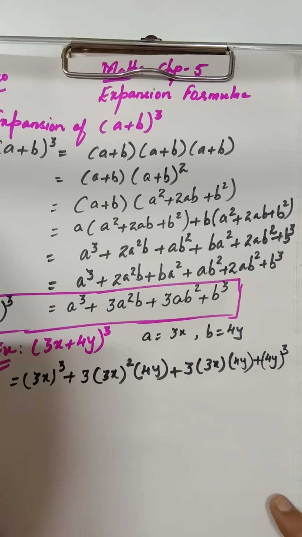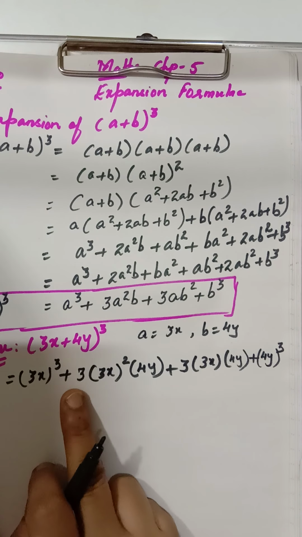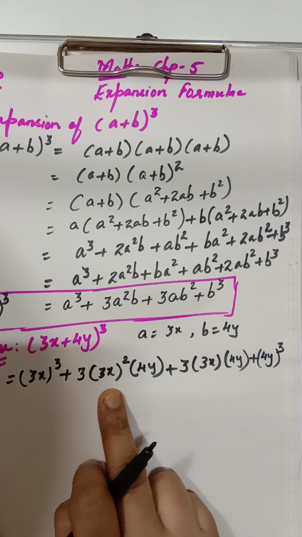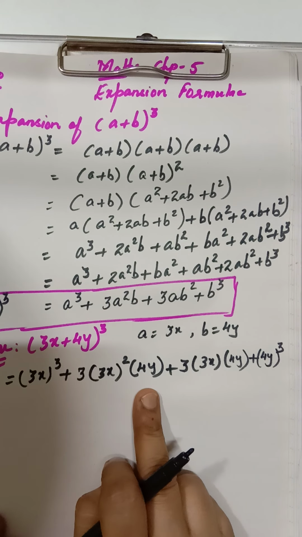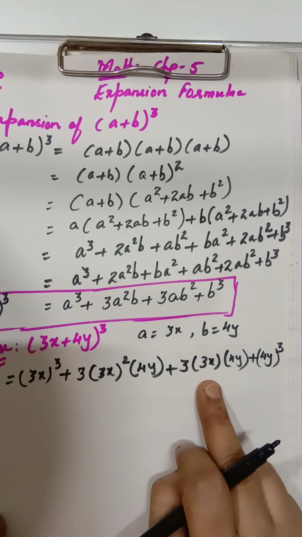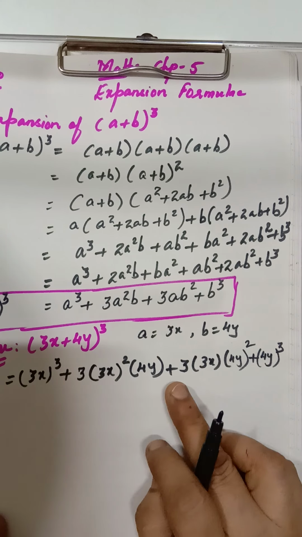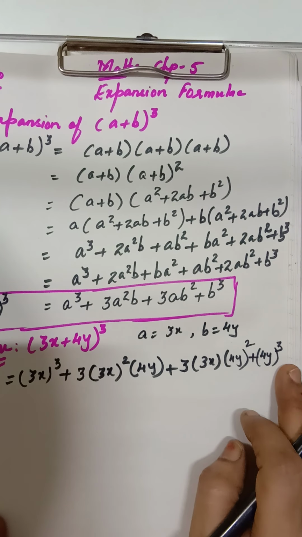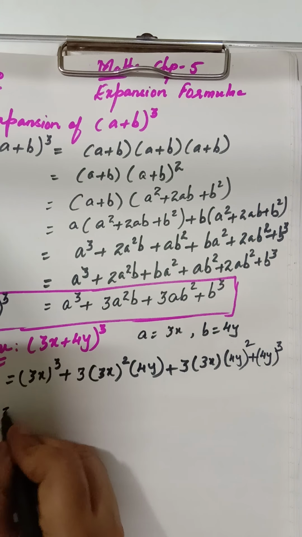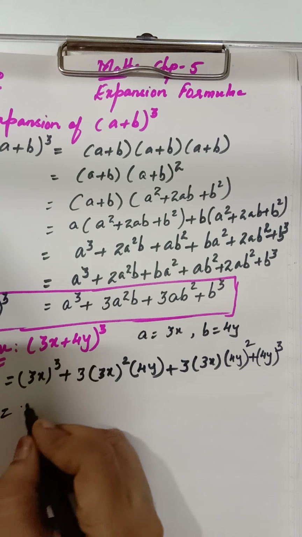Now you can see children, we have just substituted all the values in the formula. a³ + 3a²: in place of a, we have to write 3x, so (3x)², into b, plus 3ab², so it will be b squared. Okay, 3 into 3x, (4y) the whole square, plus b³. Now this will be equal to 3 into 3 into 3, so it becomes what children? What is 3 cube?